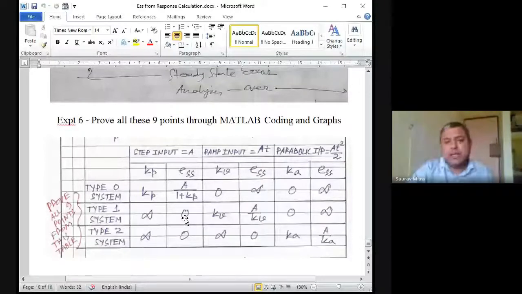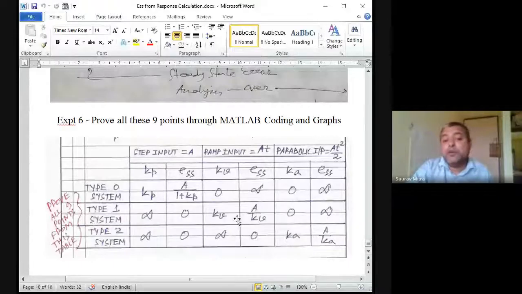It depends on different systems. This is the most important response: a type 1 system with a ramp input. We are finding that both the input and the output are increasing parallelly like a trend line. Both are going to infinity as t tends to infinity, but their distance is going to remain constant, and that distance is given by 1 by Kv. For our case it was something like 7 by 5.